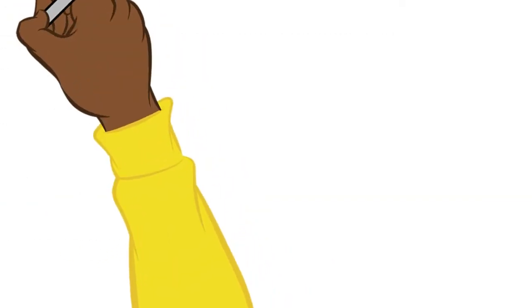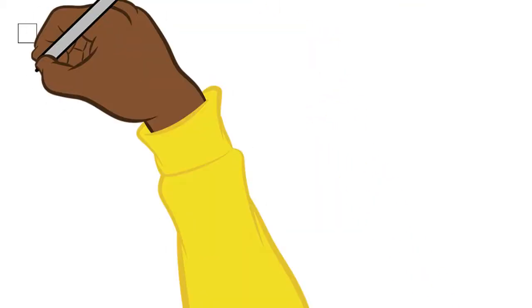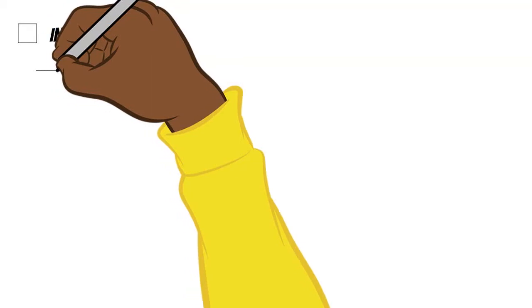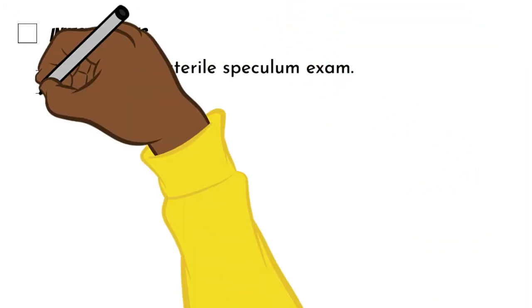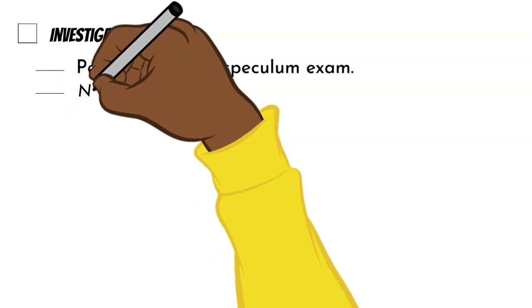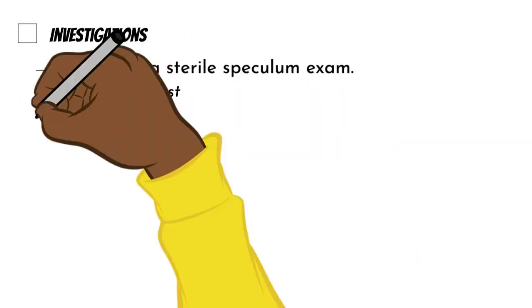So after your sterile speculum exam, you can do a number of tests under investigations. You can do the nitrazine test, which involves you getting the fluid from the vaginal examination and you place it on a litmus paper or a nitrazine paper. It will turn blue because amniotic fluid is alkaline. However, there may be false positives, other things that can cause the litmus paper to turn blue, such as urine, semen, blood, in bacterial vaginosis, as well as in trichomoniasis.